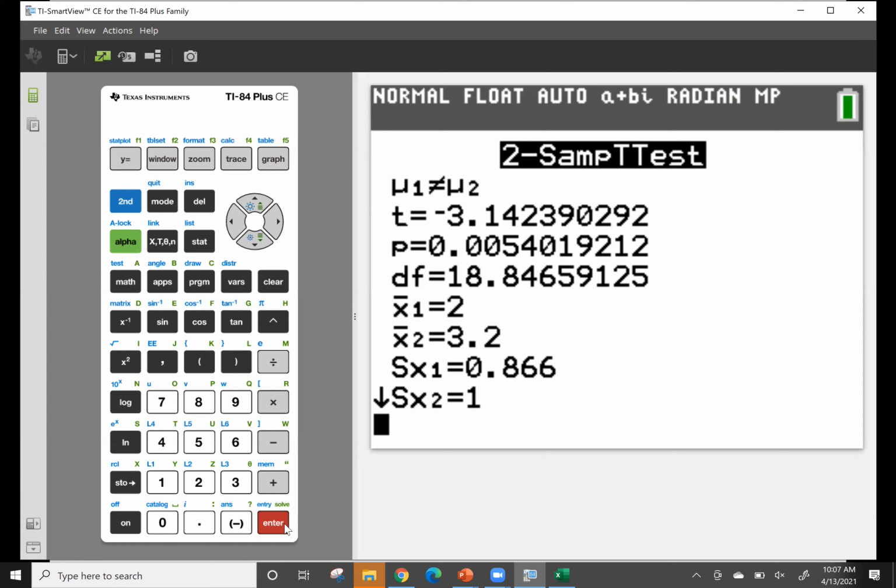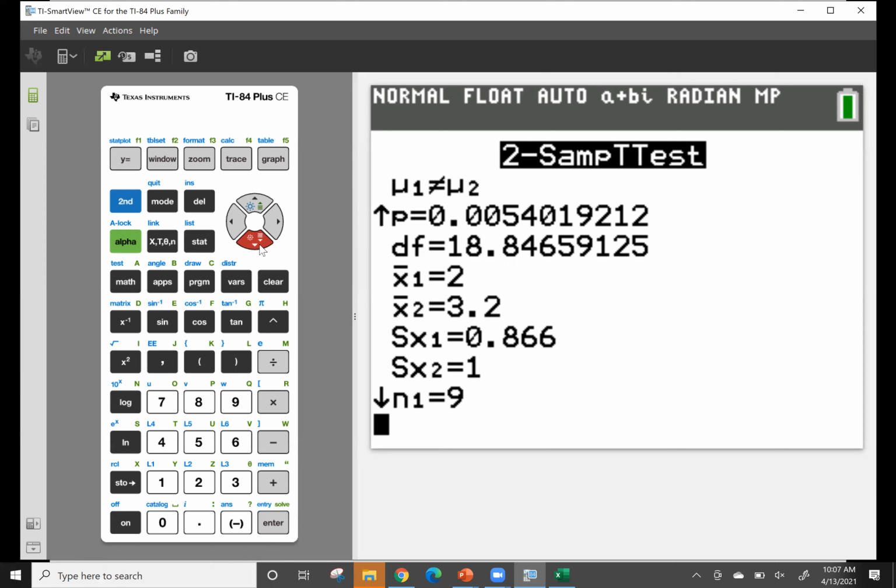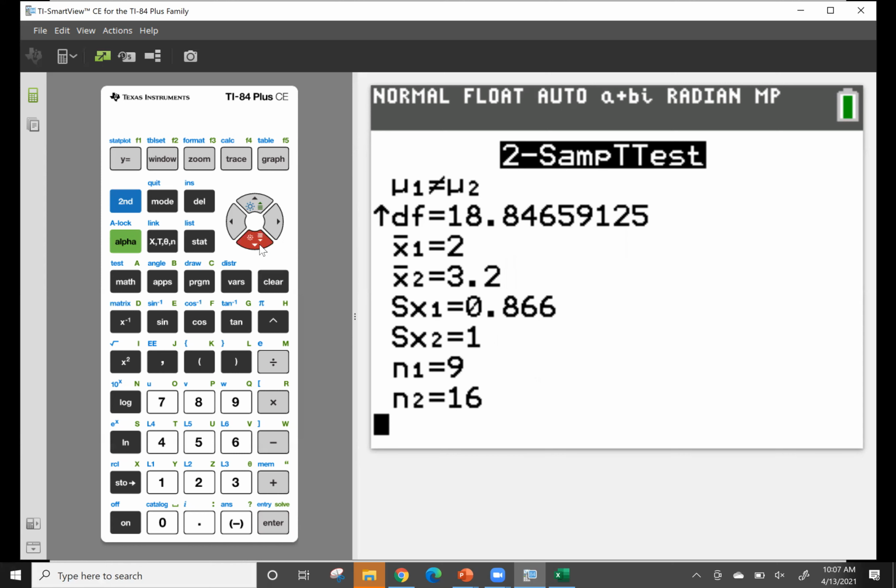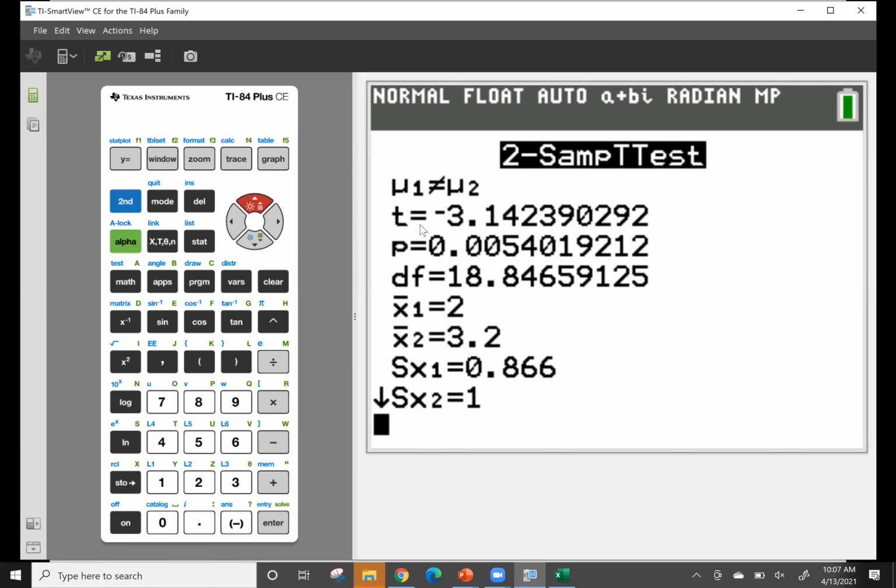So now, since we have the p-value, I can arrow down and see the rest of this information where they give me the sample size. So now that I know the p-value, again, the p-value is 0.005. That is less than the alpha that I chose to do this test. That's less than 0.05. So since the p-value is less than alpha, I reject the null hypothesis that the 2 means are the same.